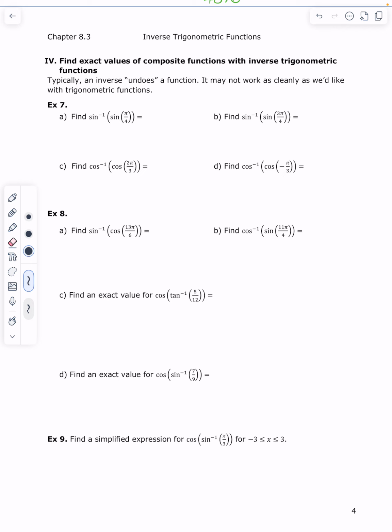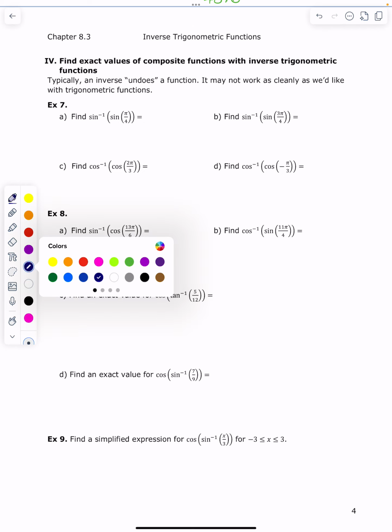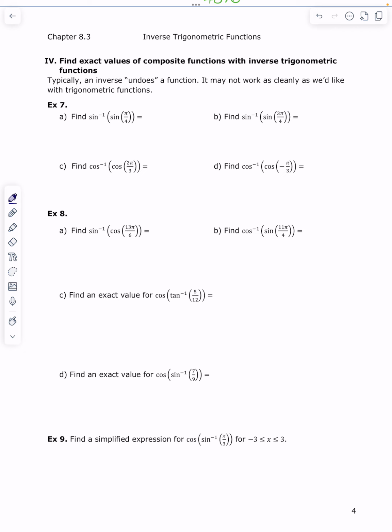Okay, first one is going to work the way we want. We are going to take a look at what we got on the inside here. Sine of pi over 4. Pi over 4 is in quadrant 1, so this is going to be positive. The sine of any multiple of pi over 4 is always square root of 2 over 2. Quadrant 1, so it's positive. So now we're looking for the inverse sine of square root of 2 over 2. First quadrant, we get pi over 4. That works the way we think it should.